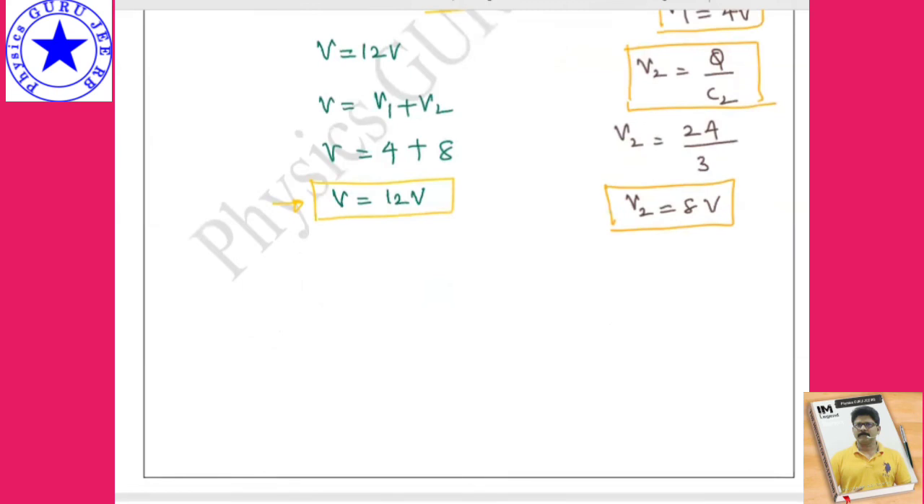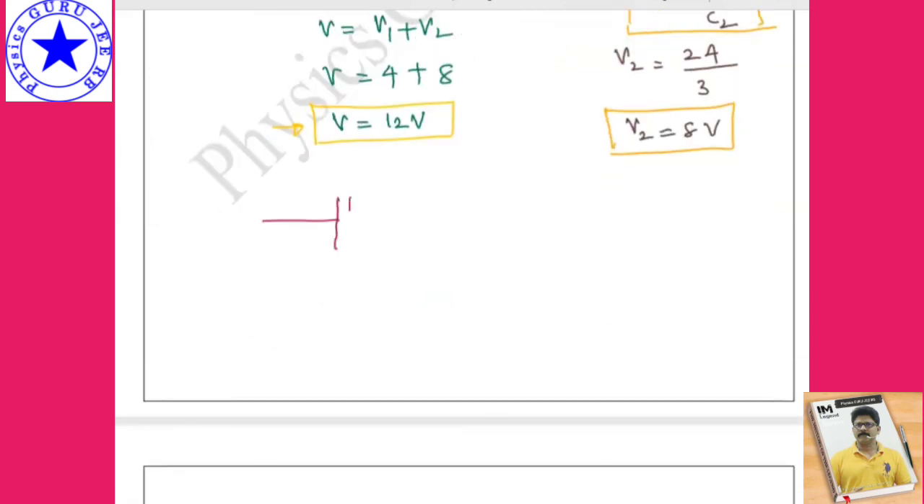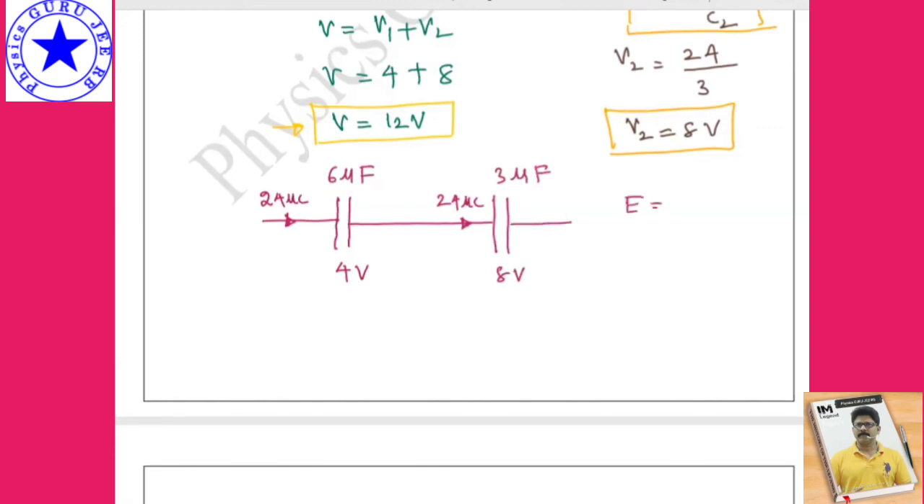If I want the energy stored in 6 microfarads, here the potential is 4 V, and the charge is 24 microcoulombs. For 3 microfarads, the potential we have is 8 volts, and the charge is also 24 microcoulombs. Any formula we can use: half CV squared, half QV, or Q squared by 2C. I'm using half CV squared now.